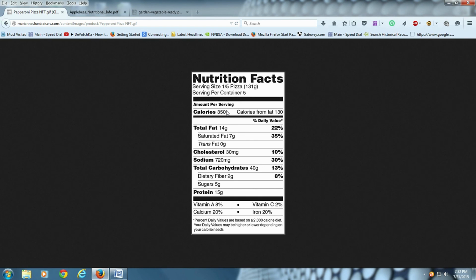Now 1 serving, which is 1/5 of the pizza, will give me 350 calories, 14 grams of fat, 40 grams of carbs, and 15 grams of protein. So if I have 2/5 of the pizza, then I would multiply everything by 2. 3/5 of the pizza, you get the point now. So that's basically how to interpret the nutritional facts and how to look at the labels.